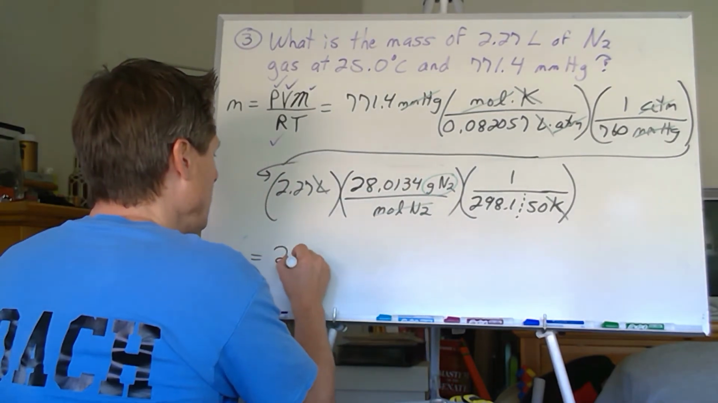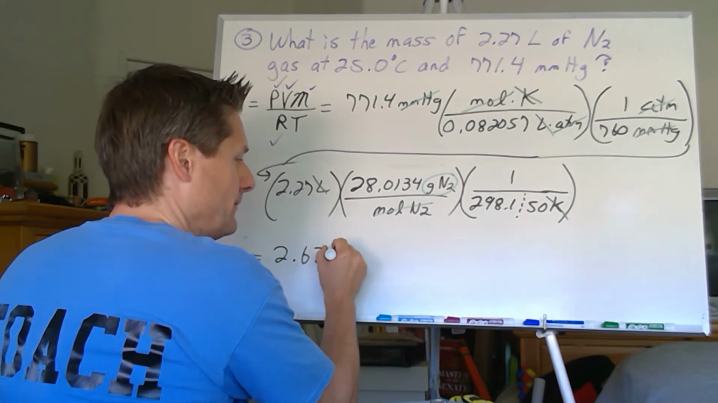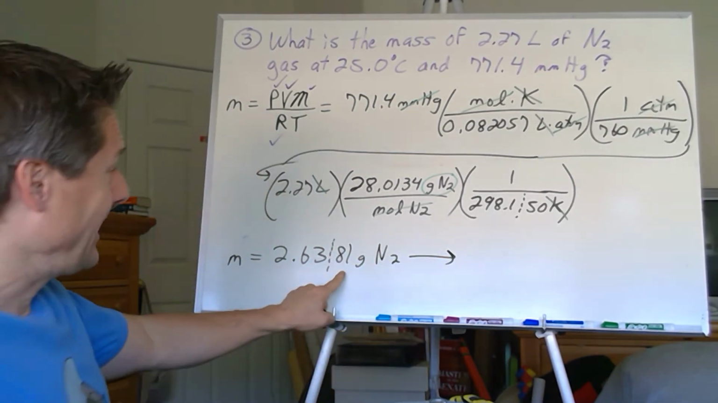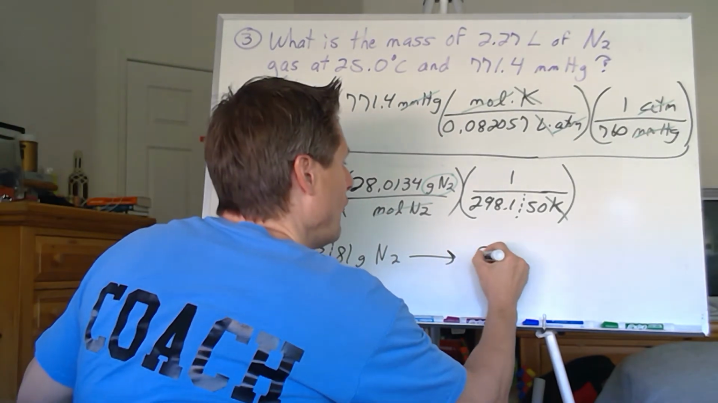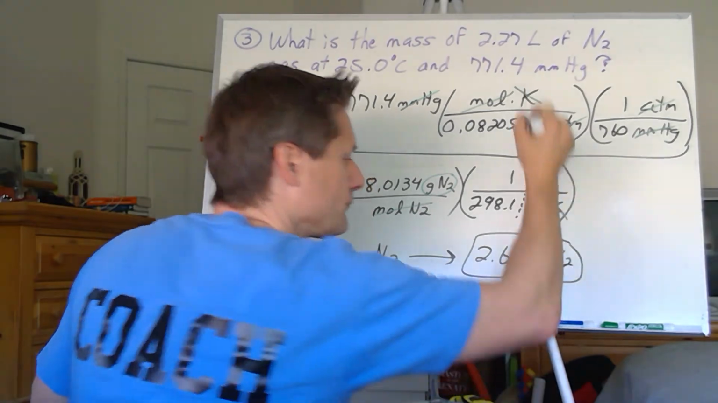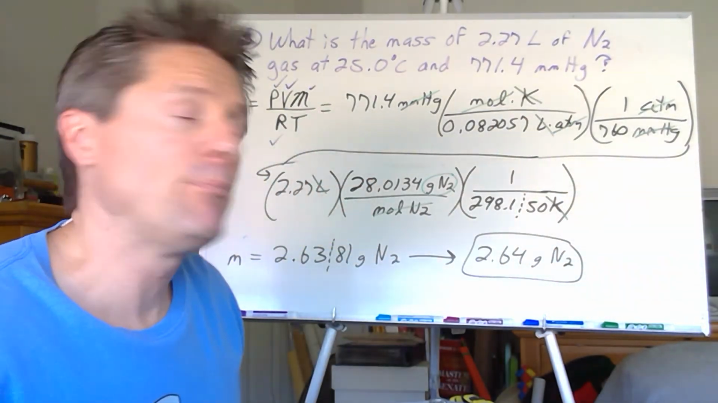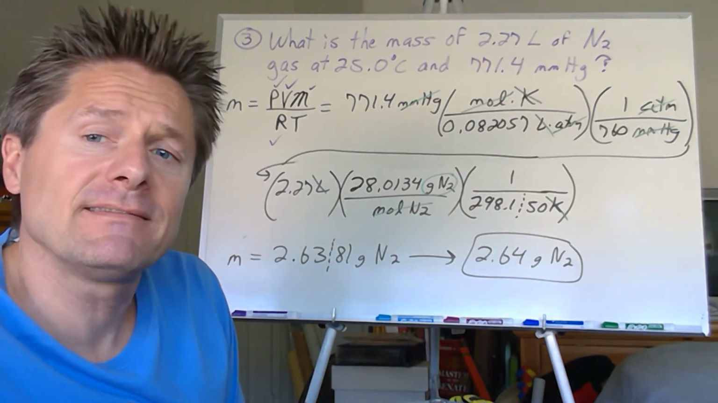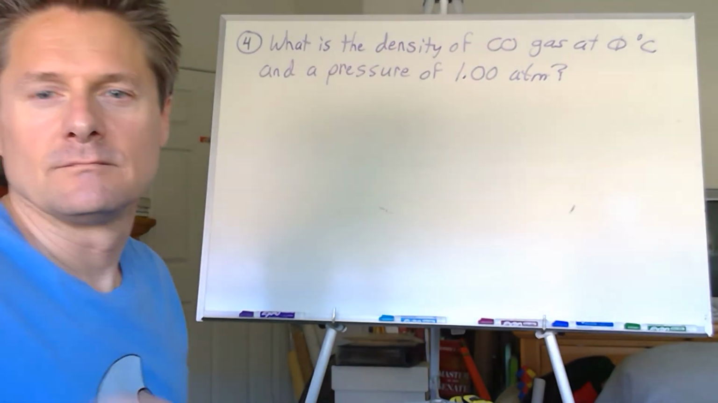I get 2.6381 grams of nitrogen. That's going to round up to 2.64. Wada bing, wada boom, right? Not too bad. Let's do one more, and I'll do it fast, and we'll be good to go.